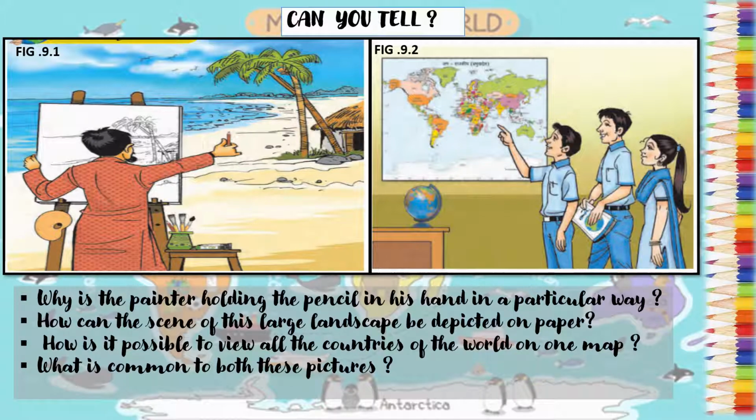What is common to both these pictures? The common element of both the pictures is that it is clearly noticed that a large scene or area is reduced with the help of a scale and can be represented on a paper or a map.